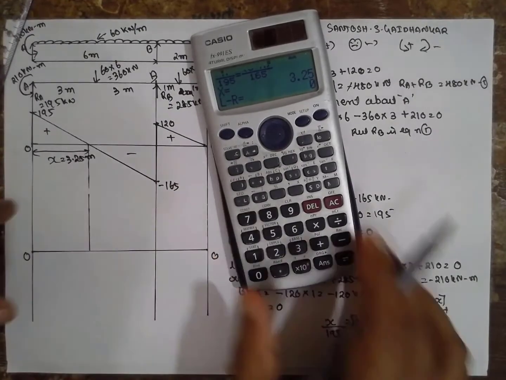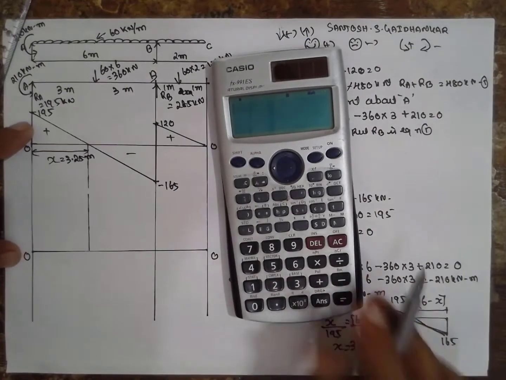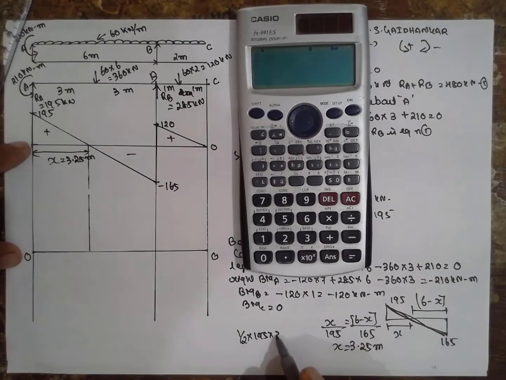Now find out the maximum. First you have to find out the area into previous value. What is the area here? Area will be 1 by 2 into 195 into 3.25.